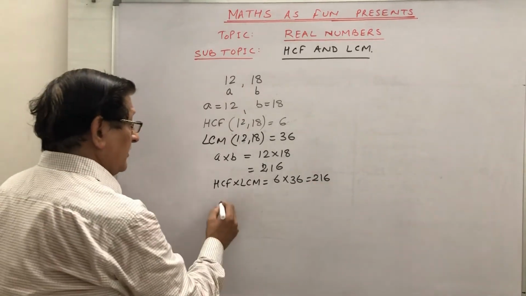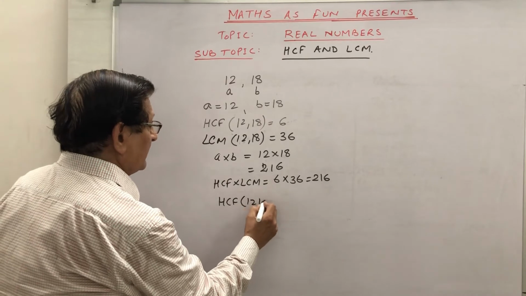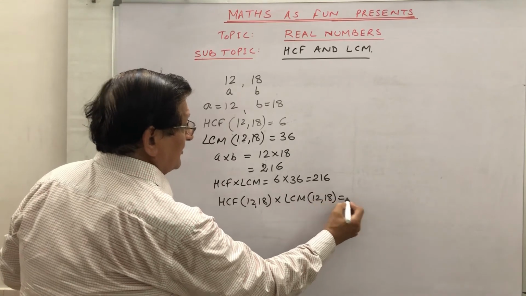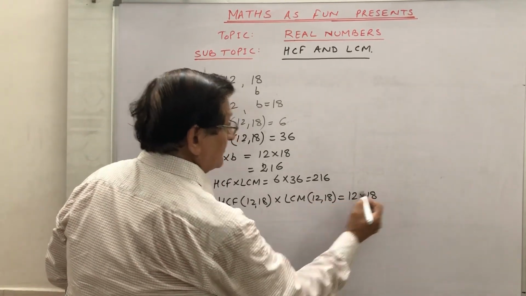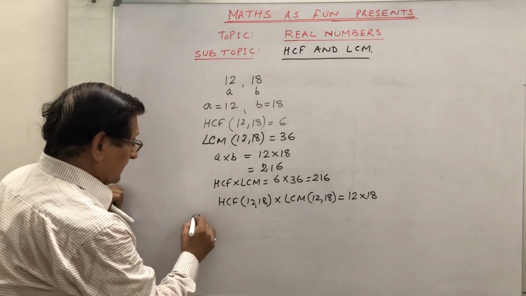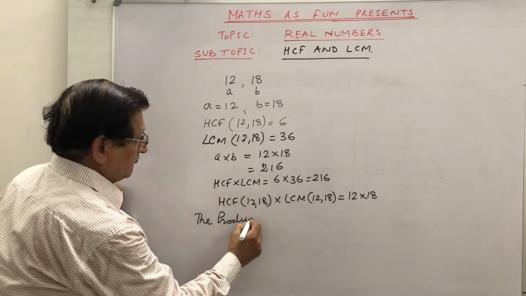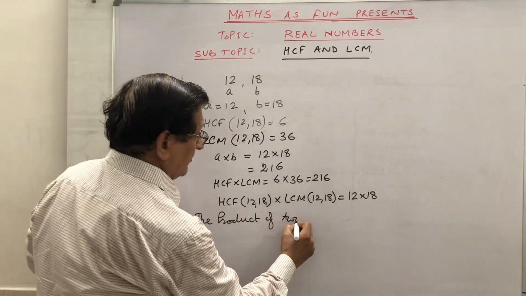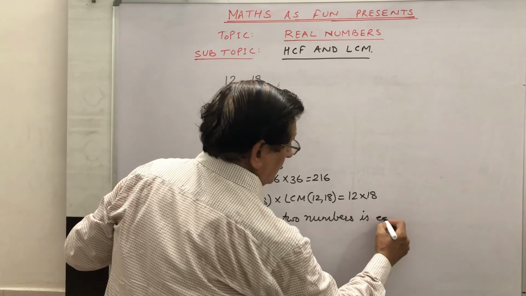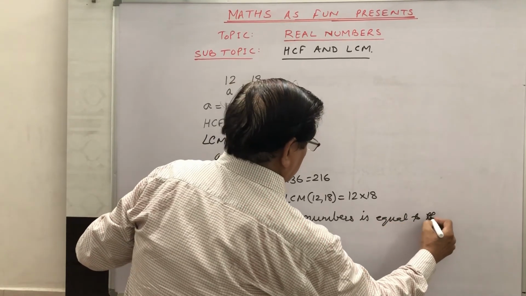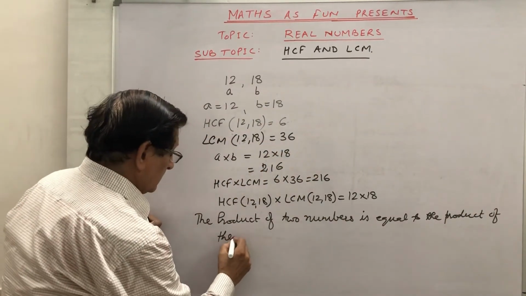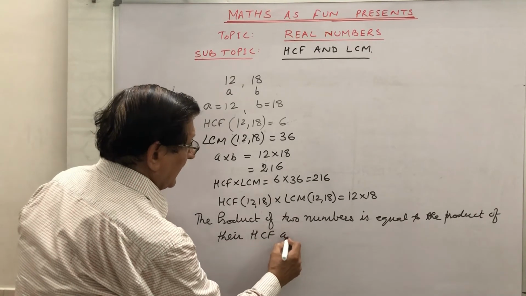So what we are finding here is that the HCF of 12 and 18 into the LCM of 12 and 18 is equal to the product of 12 and 18. So this gives us a theorem, that is, we can say the product of two numbers is equal to the product of their HCF and LCM.